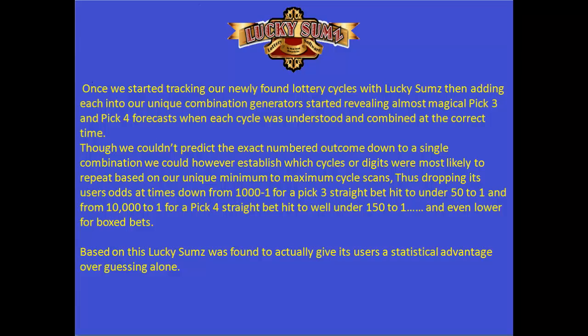odds at times down from 1,000 to 1 for a Pick 3 straight bet hit to under 50 to 1, and from 10,000 to 1 for a Pick 4 straight bet hit to well under 150 to 1, and even lower for box bets. Based on this, Lucky Sumz was found to actually give its users a statistical advantage over guessing alone.